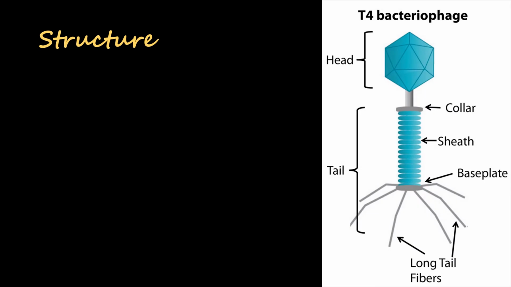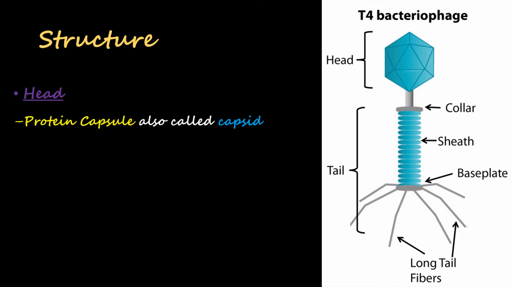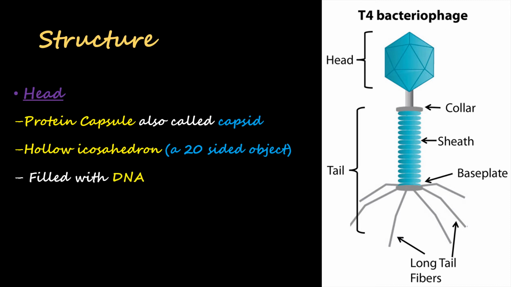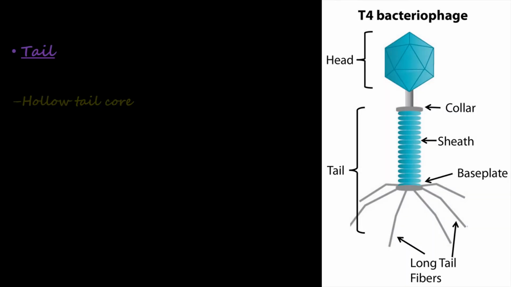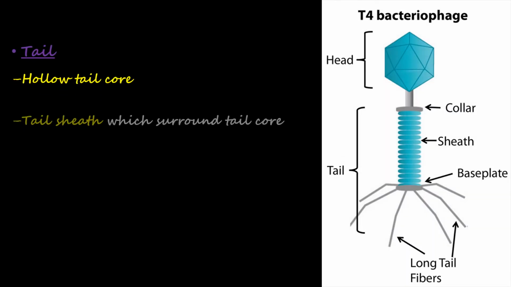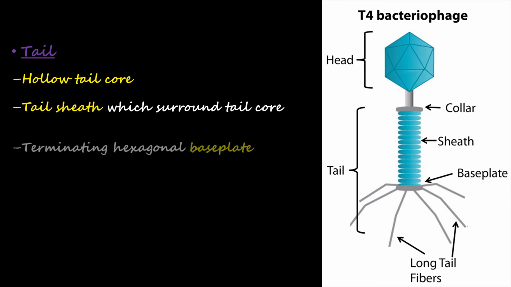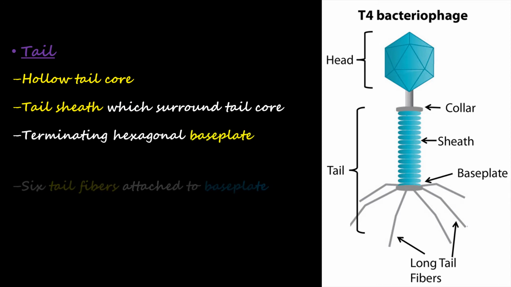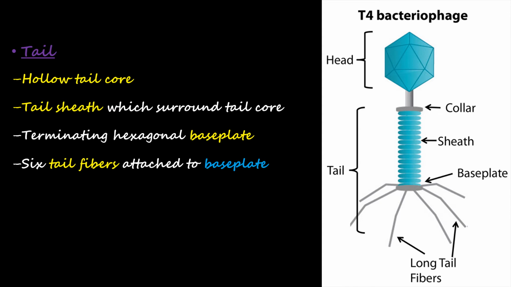Structure of bacteriophages. This is what T4 bacteriophage looks like, having two major components, head and tail. Talking about the head, it is called the protein capsule or capsid. It is a hollow icosahedron or 20-sided object filled with DNA and is attached to a protein tail with the help of the collar. Tail has a hollow tail core. The tail sheath surrounds the tail core. Terminating hexagonal base plate is present to which 6 tail fibers are attached.